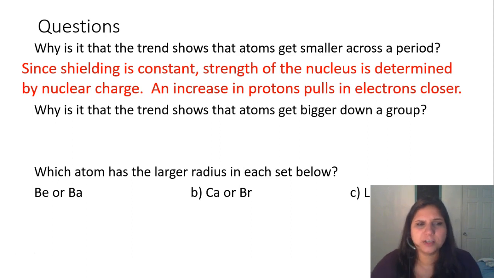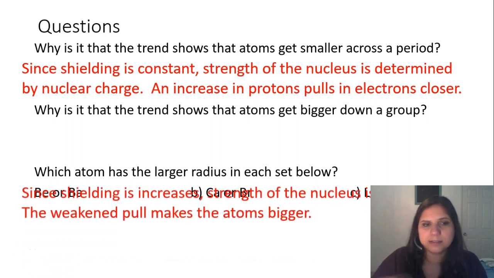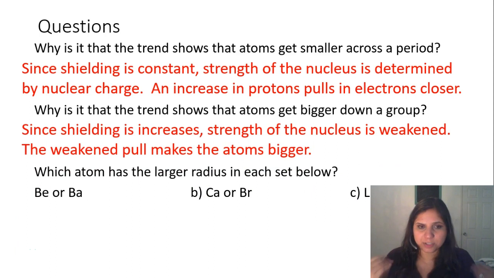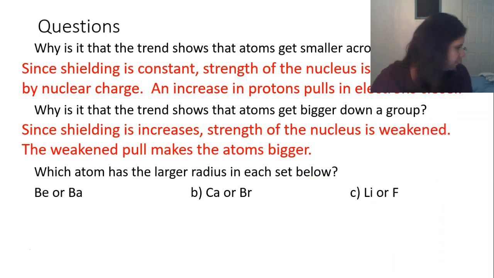Okay, second question, why is it that the trend shows that atoms get bigger down a group? And so that is because the number of shells increases, and so the strength of the nucleus is weakened by those shells with all the repulsions that are happening. It just makes the atom bigger. More shells, bigger atom. All right, now we're going to look at these three and determine which one would have a larger radius in these sets below.